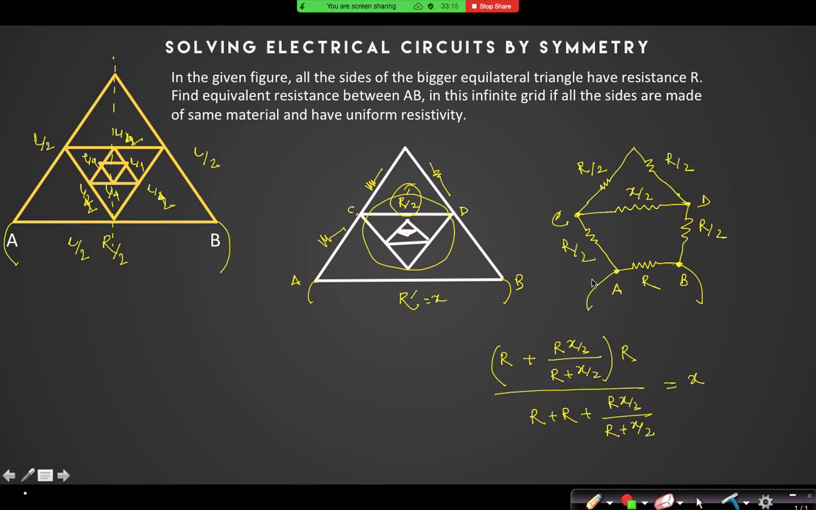Okay sir. You can solve this. It will be R square plus Rx by 2, R square plus Rx by 2 plus Rx by 2. So 2 Rx by 2 means Rx, right, into R.